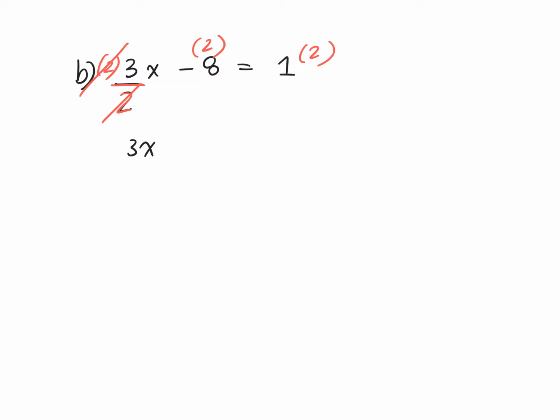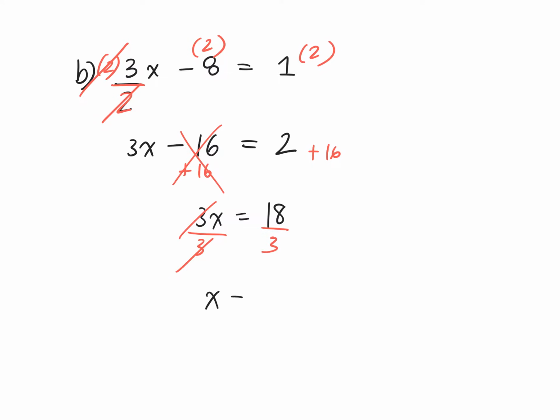So it would be 3x, take away, what's 2 times 8? Equals? To get rid of the negative 16, we add 16. So we're left with 3x equals 2 plus 16 equals what? 18. And now what's the last step? Divide both sides by 3. That cancels out. We're left with x equals 18 divided by 3. 6. Raise your hand if you got x equals 6.